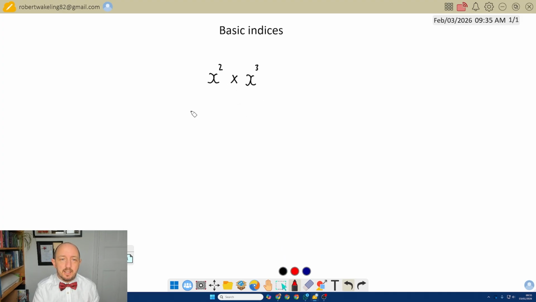X squared is x times x. Then I'm going to multiply, and then x cubed would be x times x times x. So squared means multiplied by itself twice here, and then cubed, we do it 3 times. If it was a 4, 4 times, and so on. When we look at what we have in total here, we've got 1, 2, 3, 4, 5. X is multiplied by itself 5 times. And so we can use a little simple rule here.